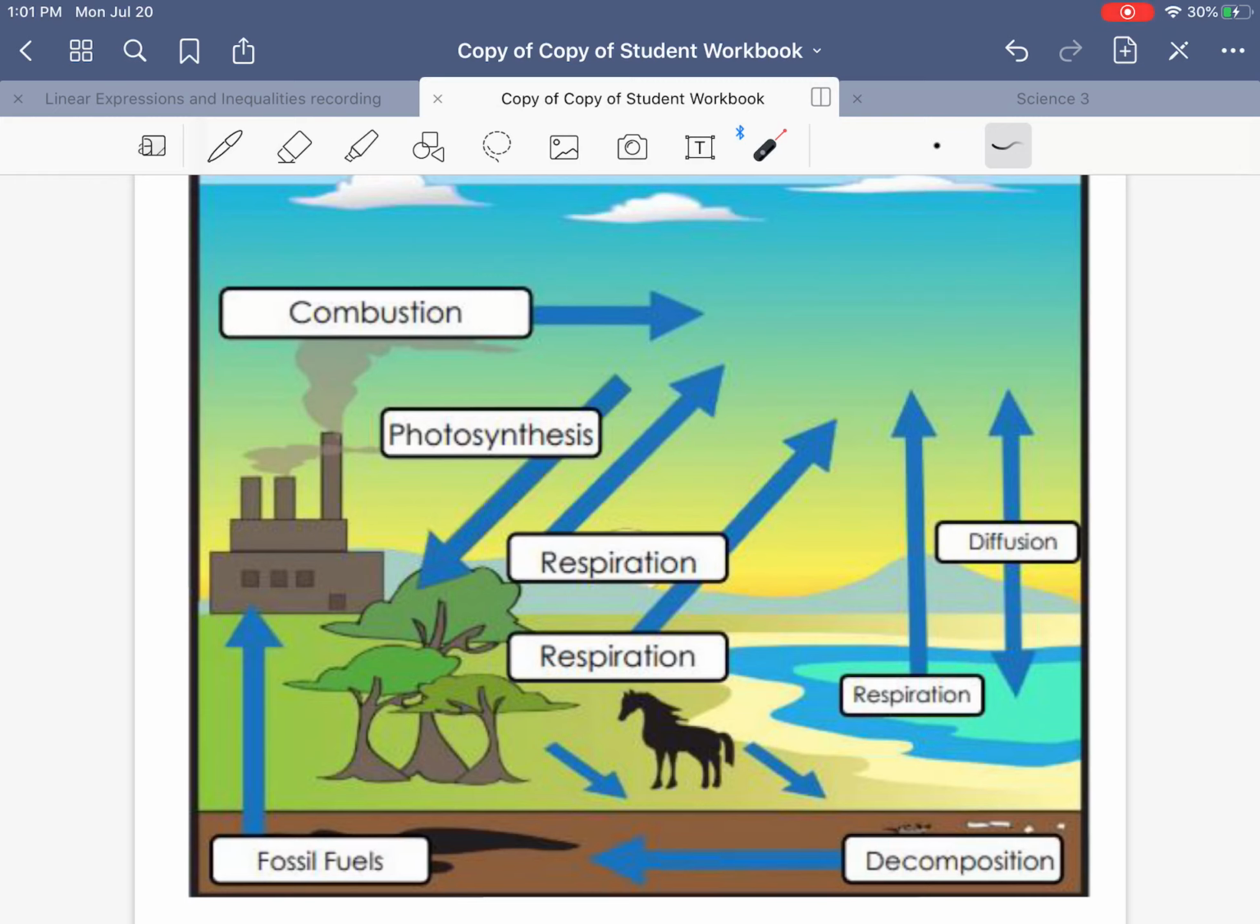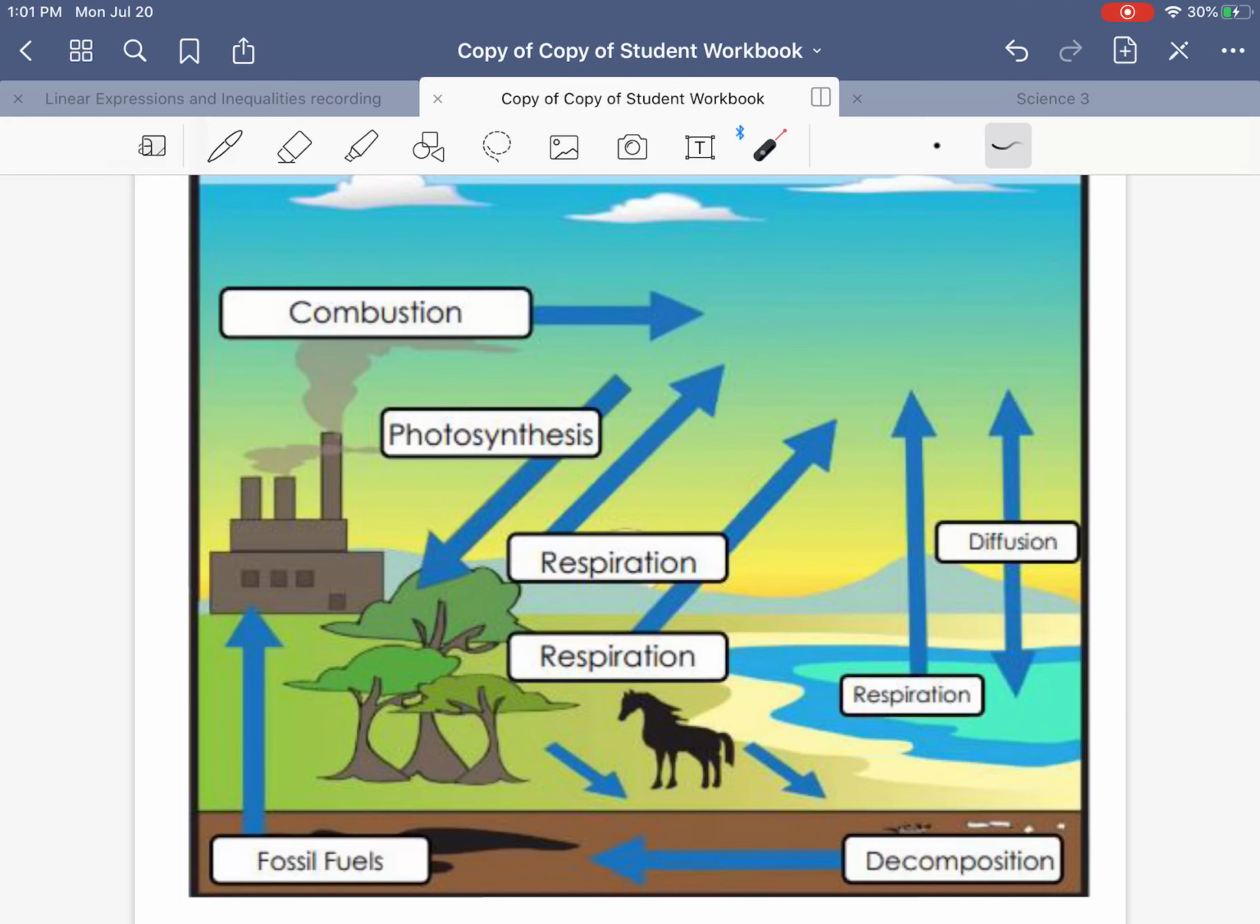Photosynthesis. Remember, we're talking about carbon here. So photosynthesis is pulling carbon out of the atmosphere. Photosynthesis is bringing the carbon into the trees. They need that to create food.